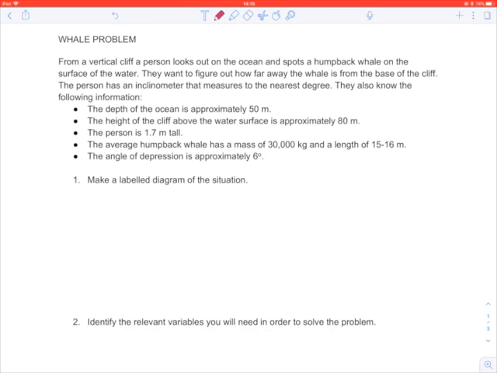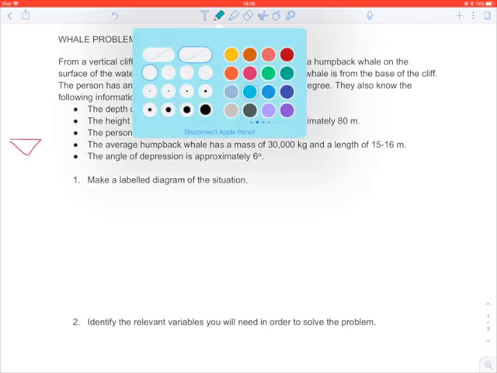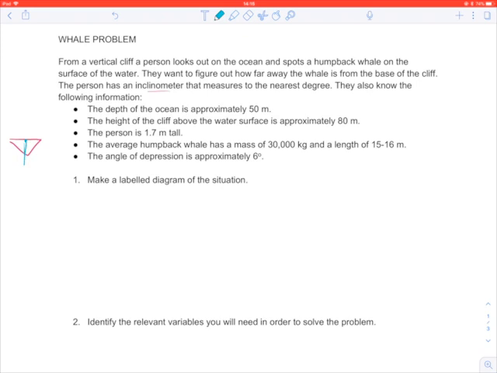So there's a vertical cliff, and a person looks out over the ocean, sees a whale at the surface, and wants to figure out how far that whale is from the base of the cliff. They have an inclinometer, which tells you angle. Sometimes you see them like this with a little dangling piece, and there's marks to tell you what the angle is, with a little plumb line. It measures to the nearest degree. They know some of the information. There's the information. Okay. Now, first of all, all that information is not necessarily useful.